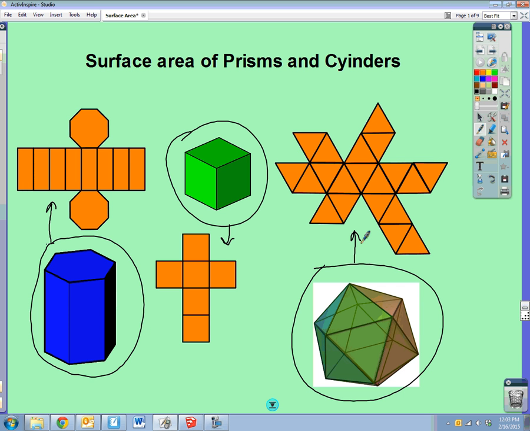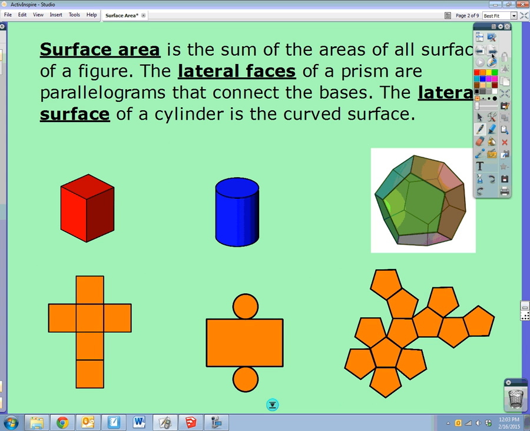Okay, so we've got these nets. It's a flattened out two-dimensional version of this three-dimensional shape. And we're saying, how much material would you need to make it? To find the surface area, sadly there's not a fancy formula that we're going to use.